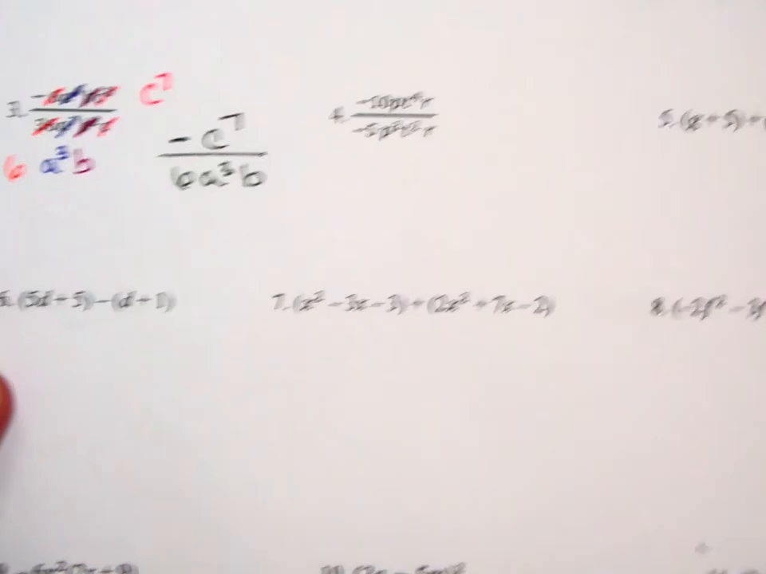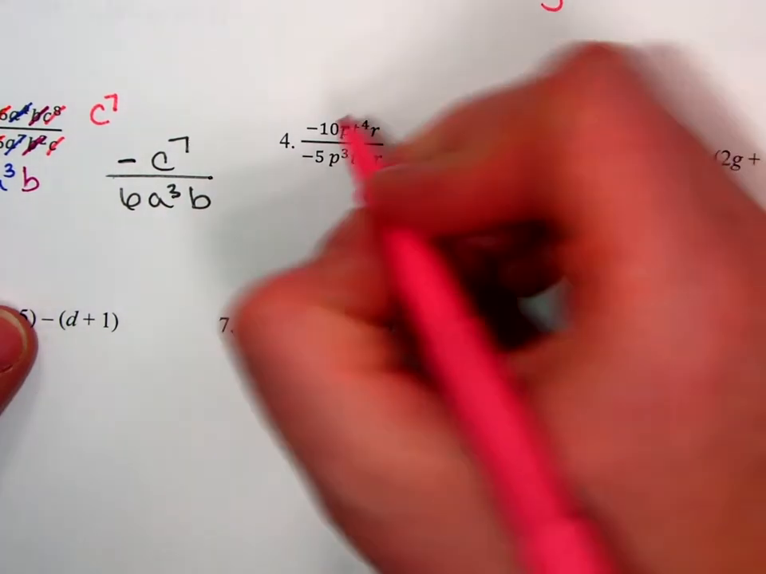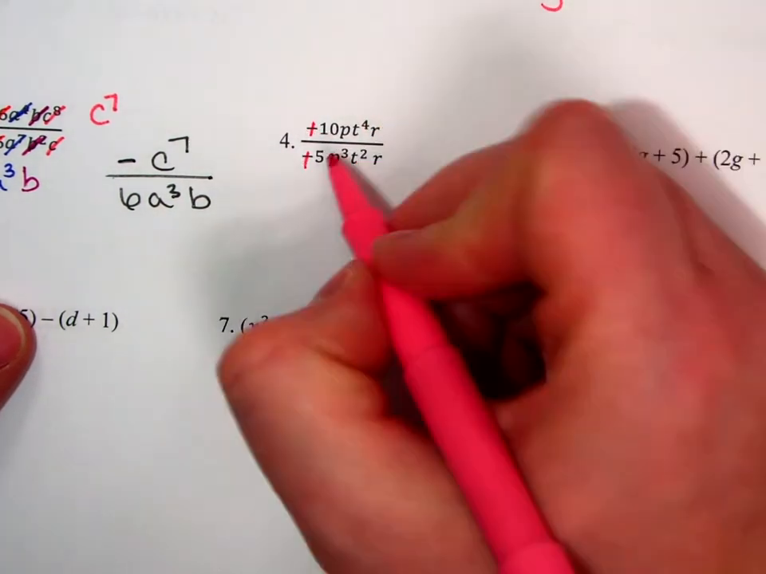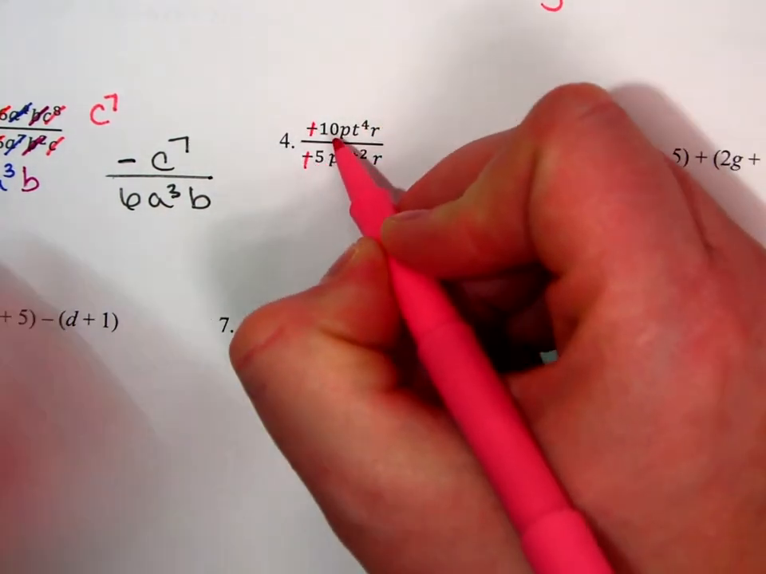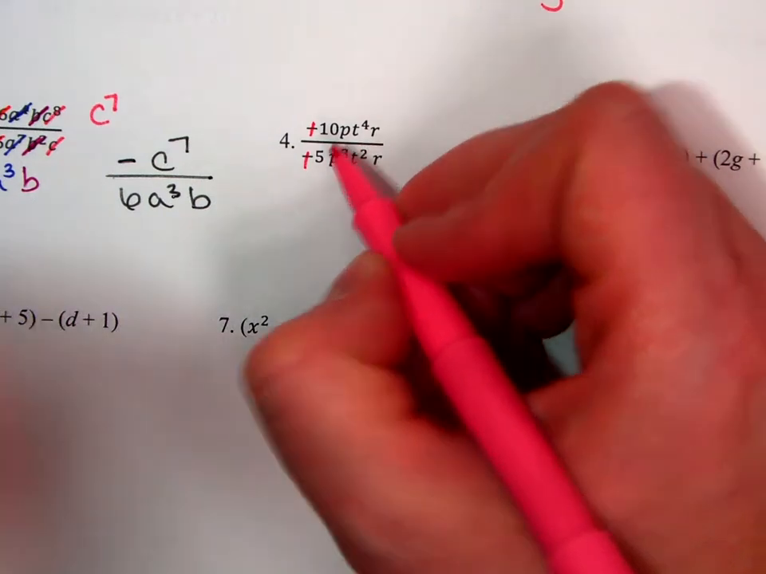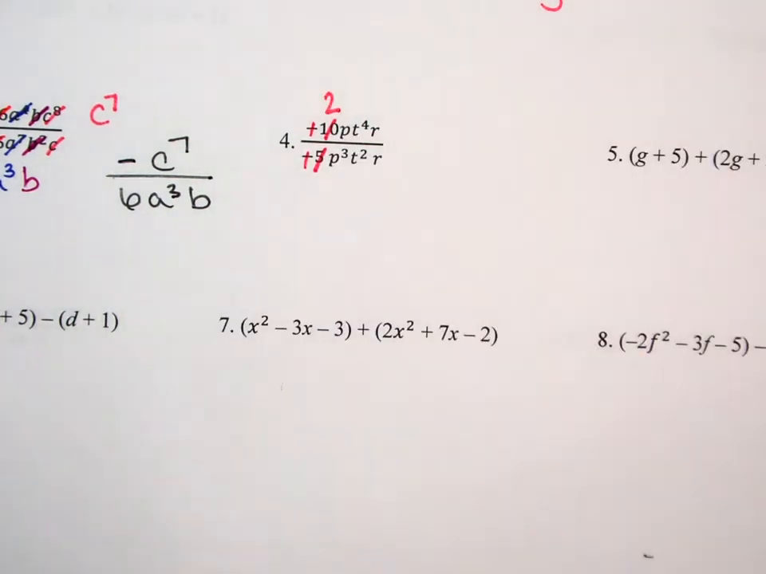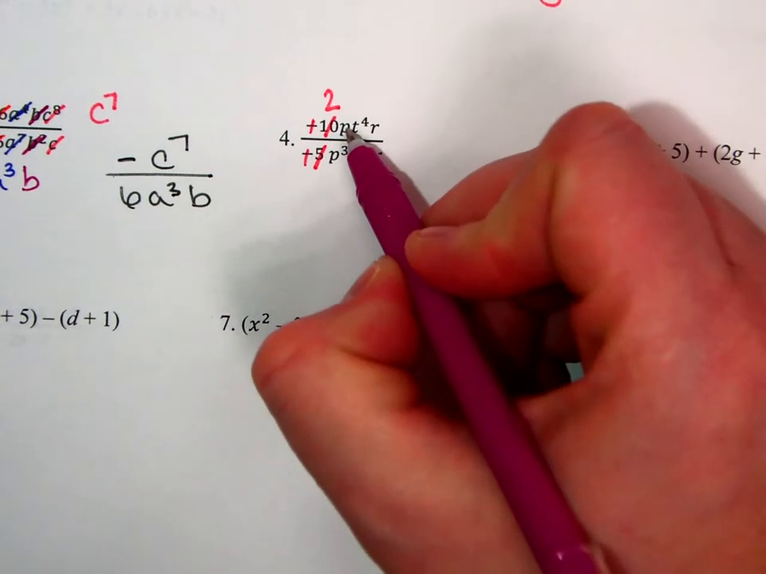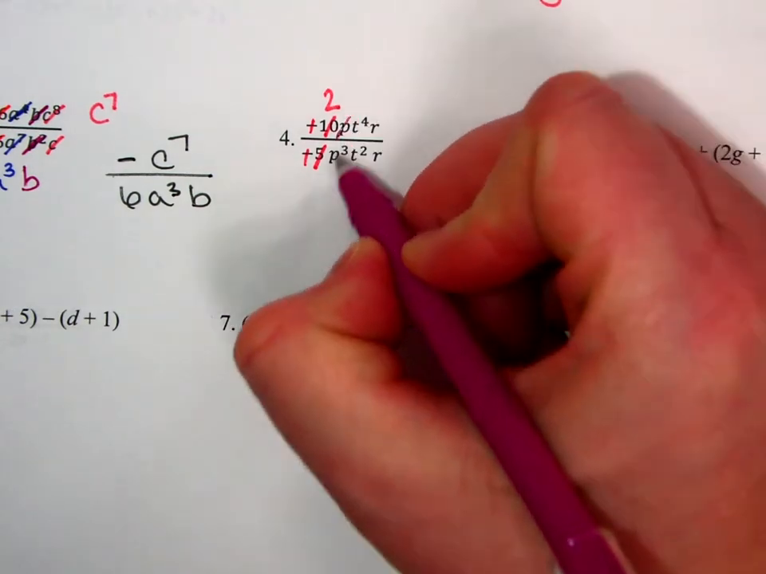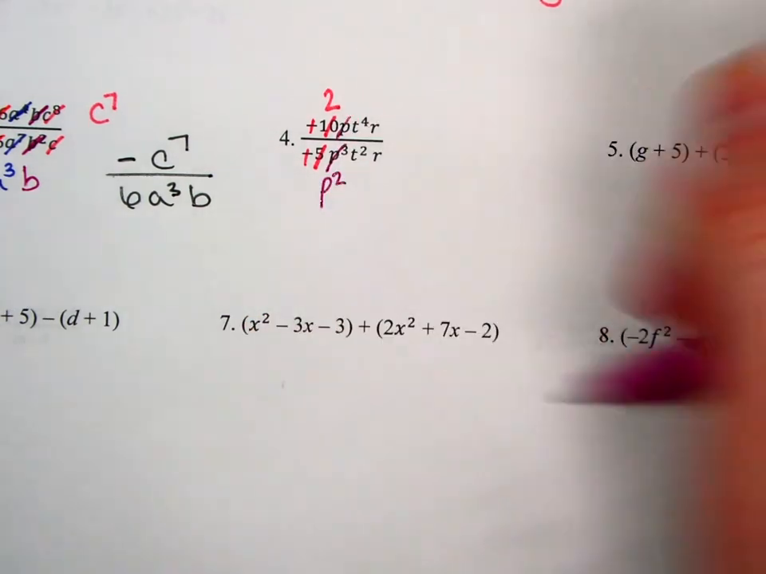So number 4, common factors again, negatives cancel out. There's a 5 on the bottom, and there's a 10 on the top, so 1 5 on the bottom, there are 2 5s on top, so there's a 2. Here there's a p cubed, there's 2 more on the bottom, so cancel those out, p squared on the bottom.